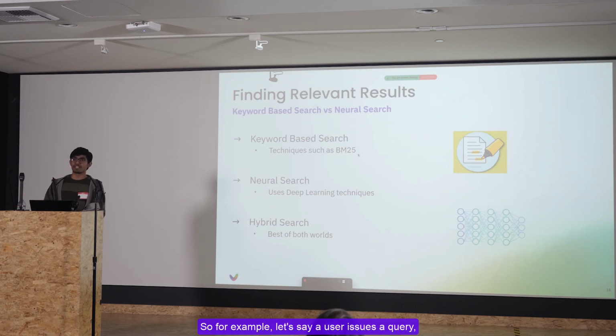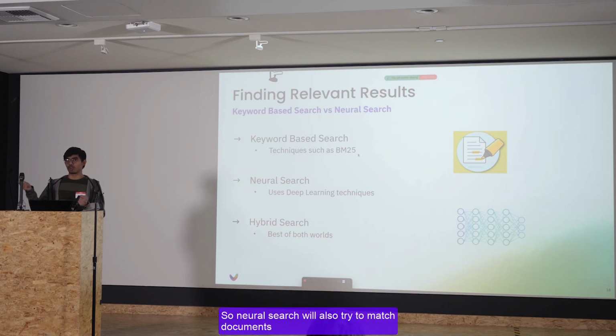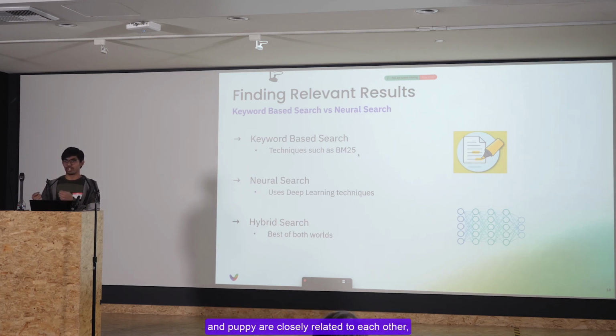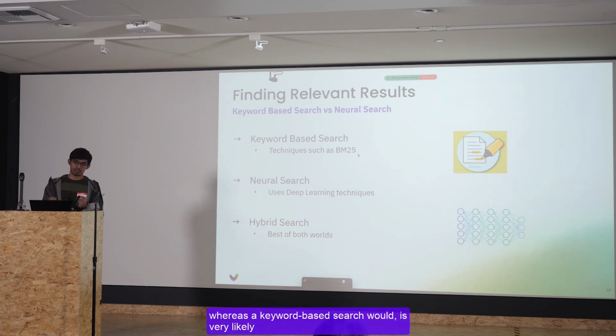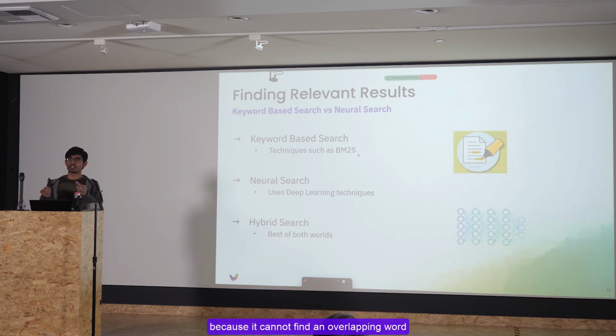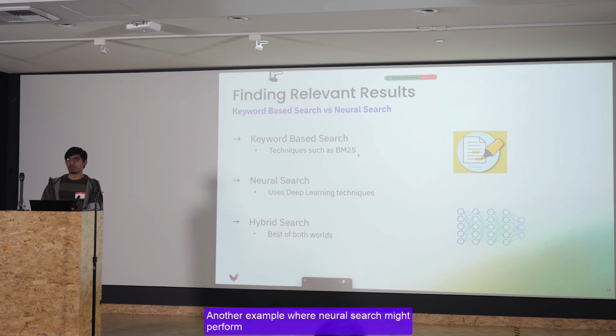So for example, let's say a user issues a query, let's say dog food, to some data. Neural search will also try to match documents that are titled, let's say, puppy food, because this system would understand that dog and puppy are closely related to each other. Whereas a keyword-based search is very likely to fail in this scenario because it cannot find an overlapping word like dog and puppy together.